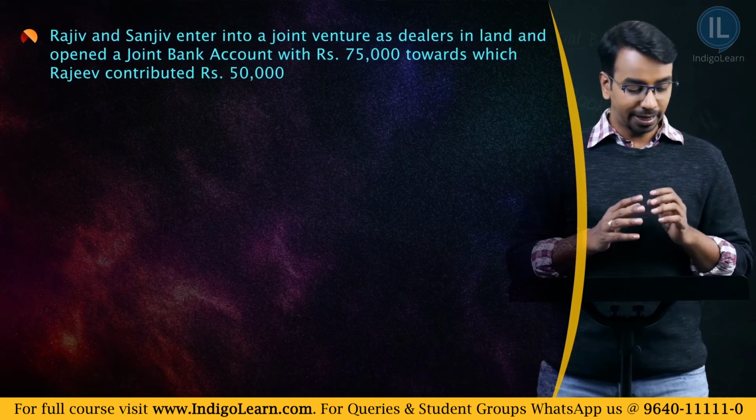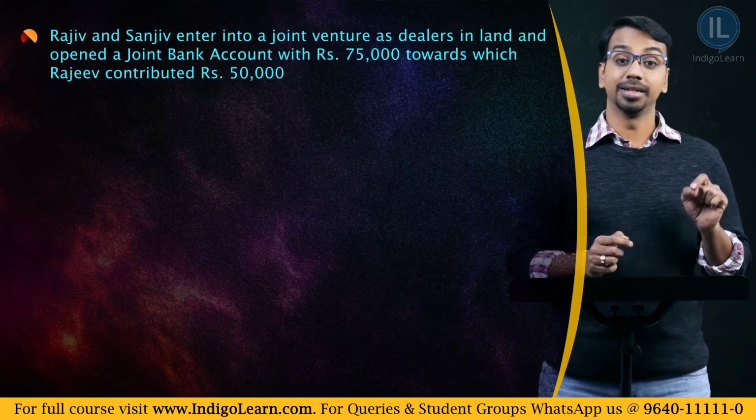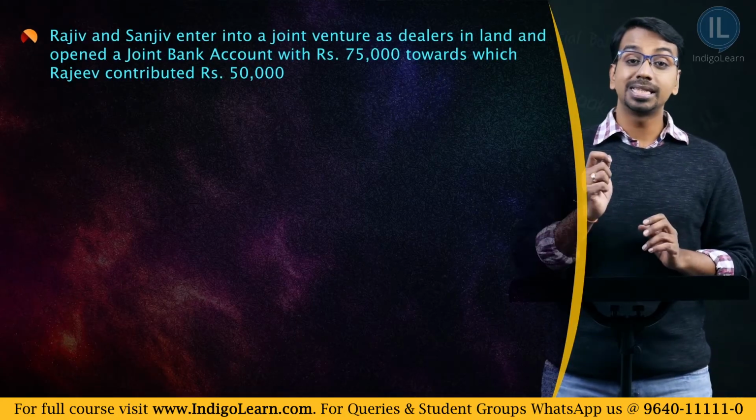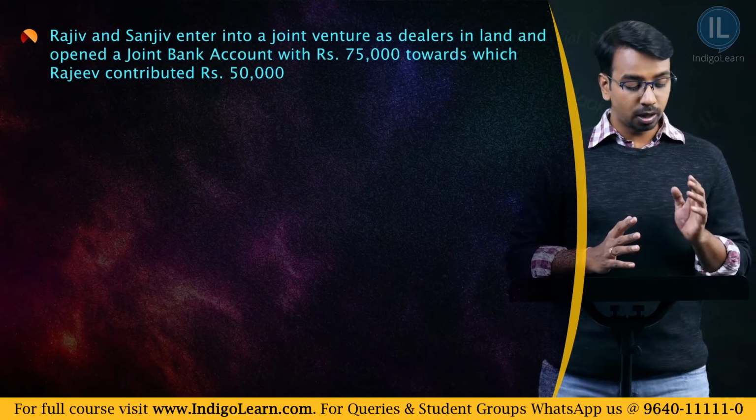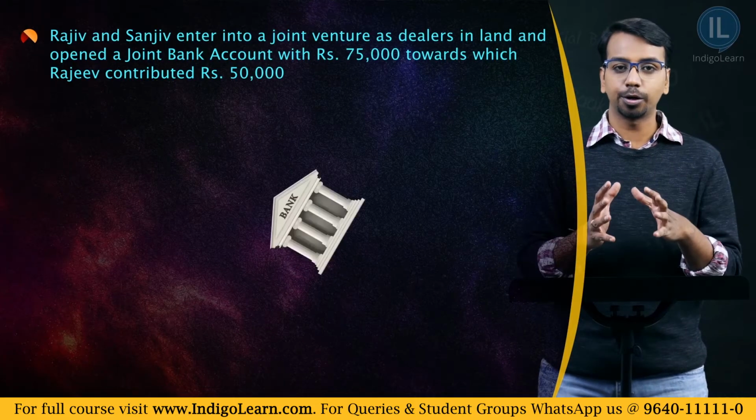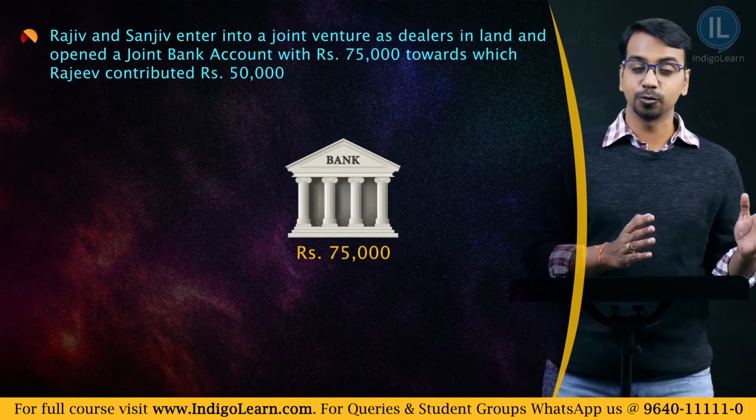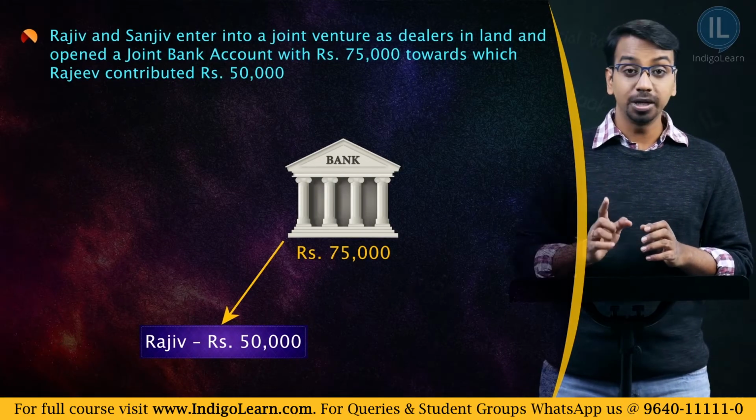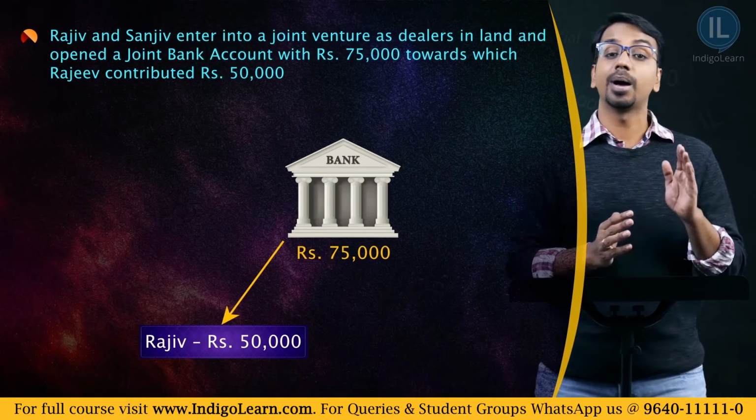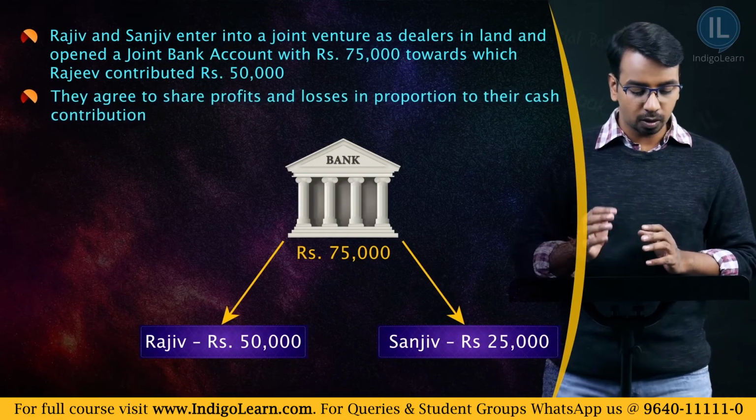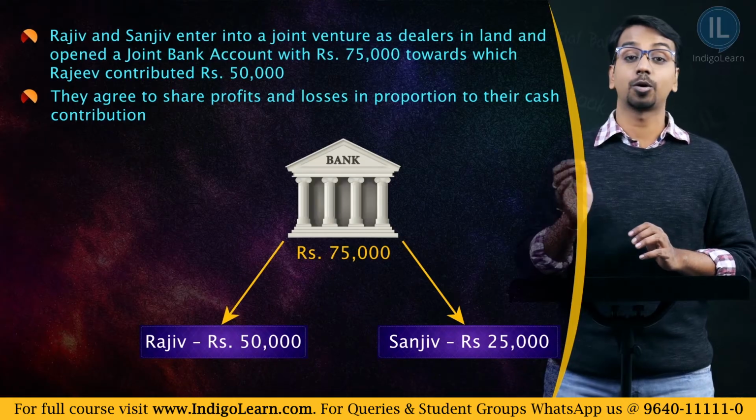Rajiv and Sanjeev enter into a joint venture as dealers in land, and they opened a joint bank account with 75,000 rupees, towards which Rajiv contributed 50,000. So total contribution to the bank account is 75,000. Rajiv has contributed 50,000, which means Sanjeev has contributed balance 25,000. They agree to share the profits and losses in proportion to their cash contribution.